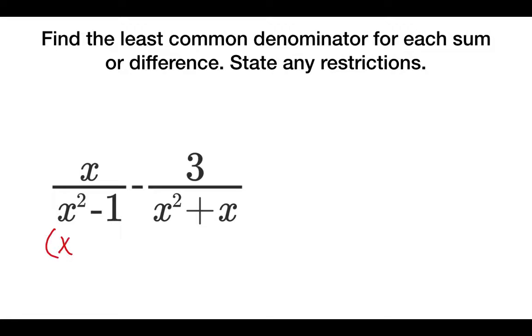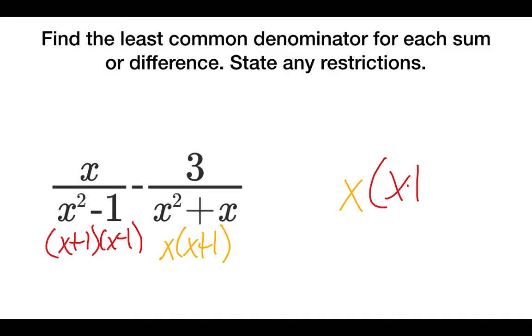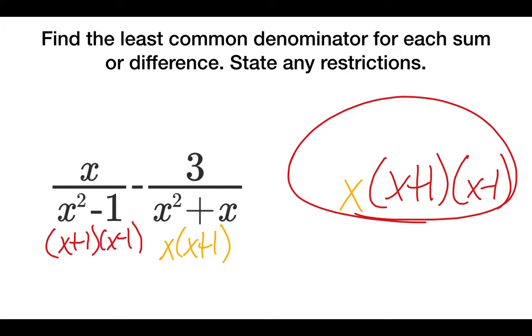Okay, so now let's try this one. So I would have to go x plus 1 times x minus 1. And this is x times, let's write it in a different color, x times x plus 1. So let's see, what's missing from our first one? Well, from our first one, we're missing an x. But if you look, the x plus 1 is in both, so x plus 1. And then we're missing an x minus 1. Meaning this would be our final one.